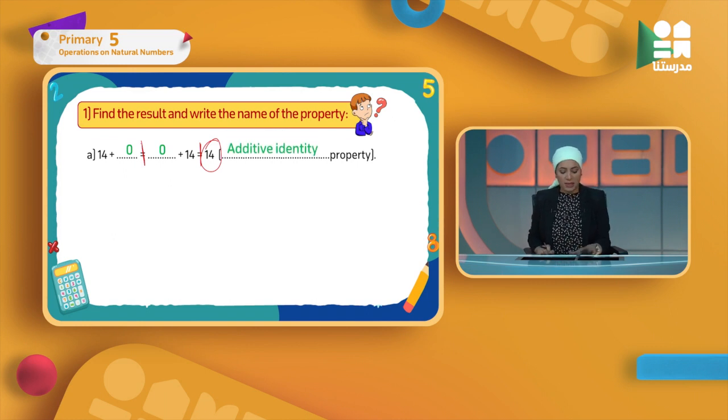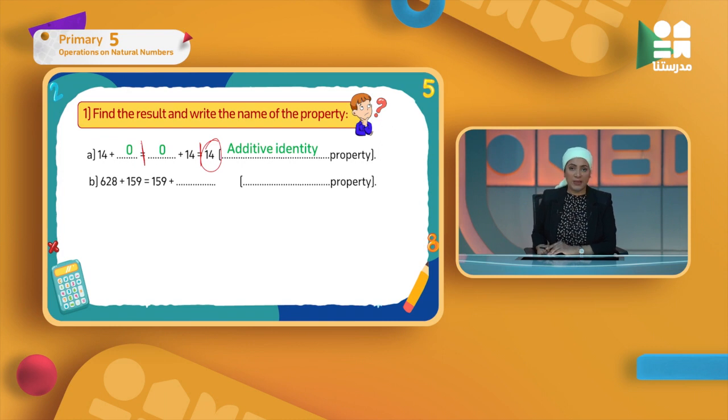Okay? Now, letter B, 628 plus 159 equals 159 plus what? Again, you put a line for yourself عند ال equal sign عشان تشوف الميرور بتاعتك بتوريك ايه. So here I have 628 plus 159 هي 159 plus 628. So this one is لما بيبقوا الناحيتين هما exactly the same numbers بس غيرت مكانهم, this is called commutative property.